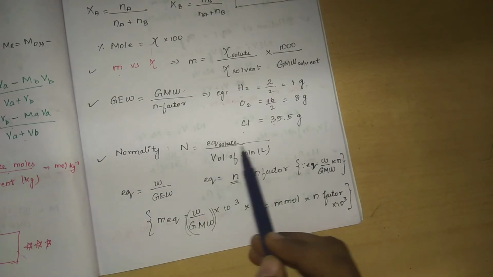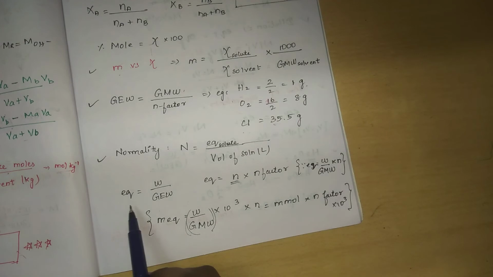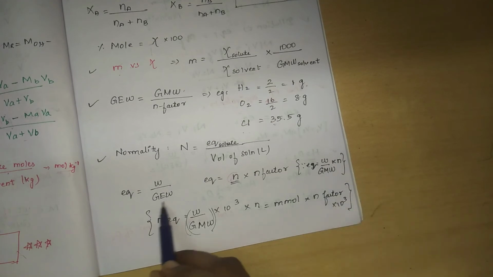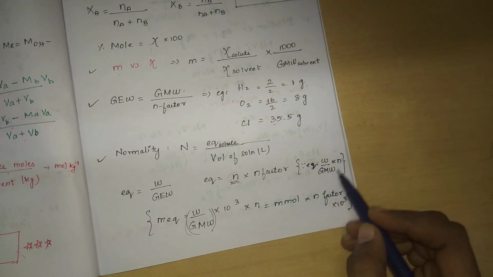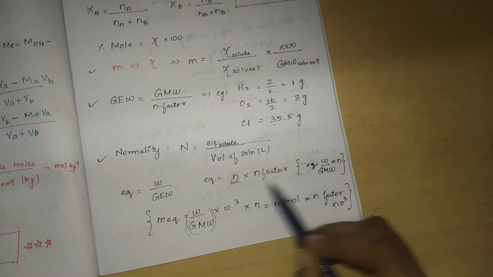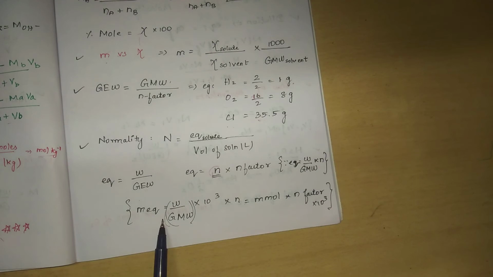Normality means equivalent of the solute divided by volume of the solution in liters. Equivalent equals weight divided by gram equivalent weight, and also equivalent equals number of moles into n factor. Since gram equivalent weight equals gram molecular weight divided by n factor, you can get number of moles into n factor. If they are asking for milli equivalents, you should take millimoles into n factor, into 10 power 3.